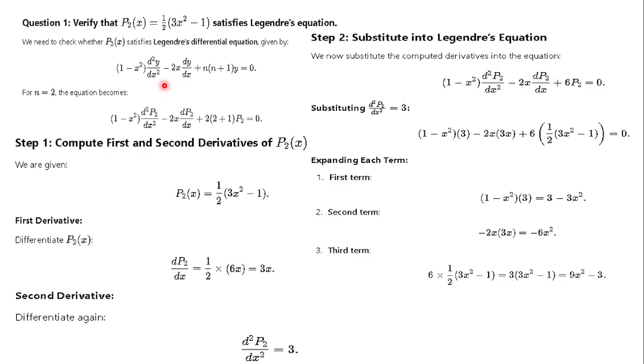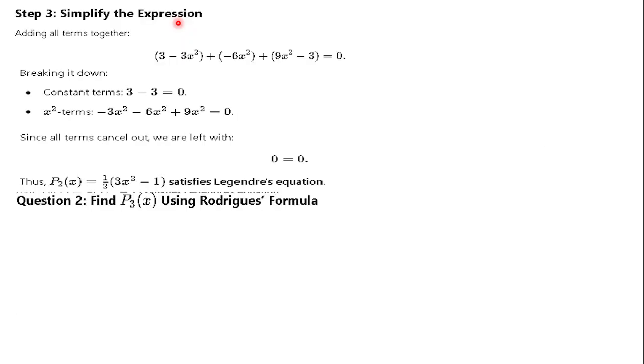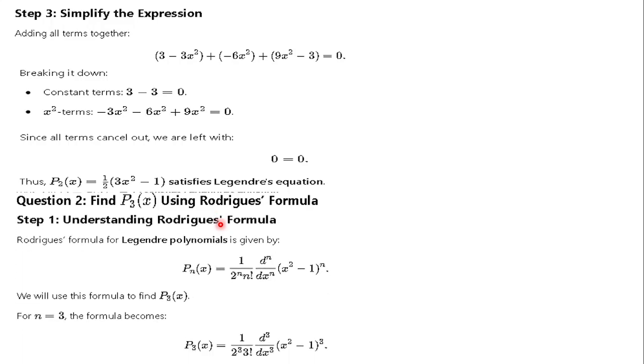into what? How did I know that? Yeah, 1 all over 2 into 3x squared minus 1. How did I get all this? For you to do that, we must use the formula referred to as Rodrigues formula. So find P3 using Rodrigues formula. This is how Rodrigues formula looks. Rodrigues formula for Legendre polynomials is always given by this.